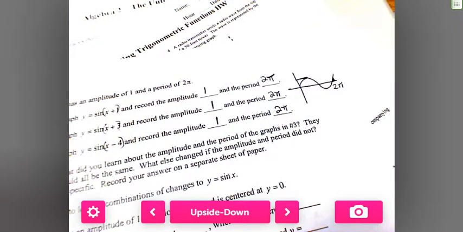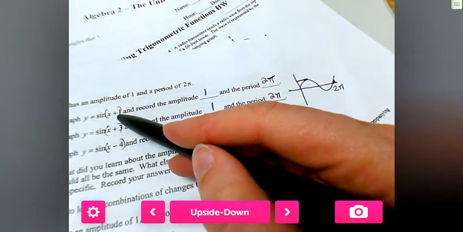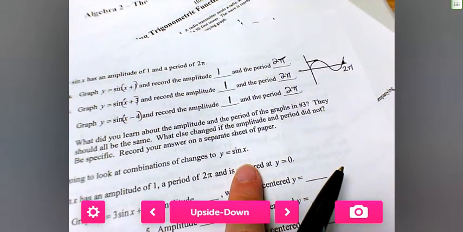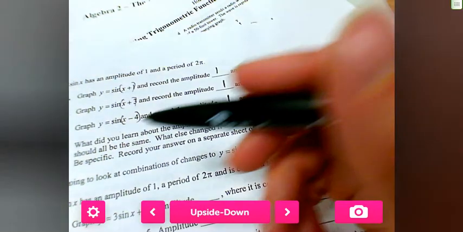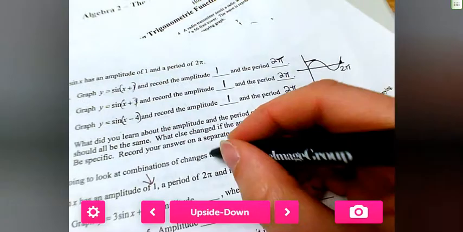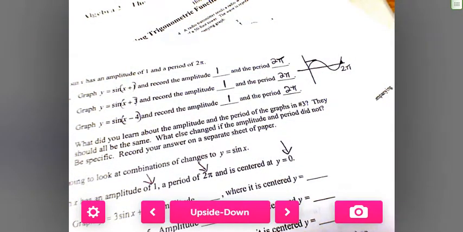So what did we learn about this? That the amplitude and period don't change when we put in parentheses and add something. It only matters when I multiply it. Okay? What this does do is it moves the center of my graph a little bit. So now we're going to look at a combination of changes. y equals sine of x has an amplitude of 1, a period of 2 pi, and it's centered at 0. So we're going to see what these are centered at this time.